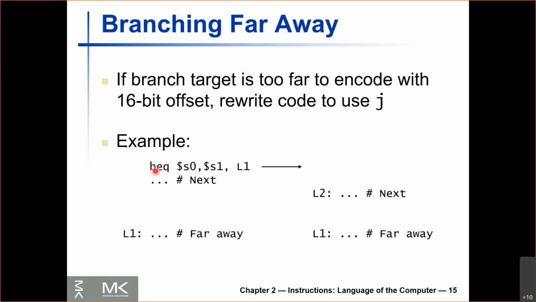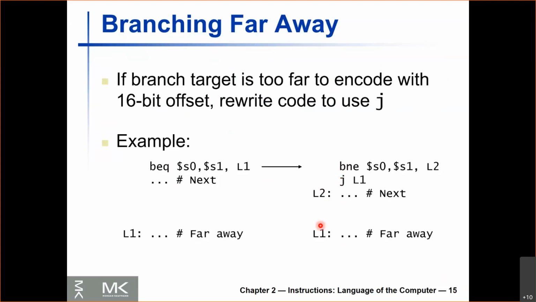Then rather than branching to L1, we're going to flip the branch instruction. So rather than branching to L1 on equality, we're going to branch to L2 if they are not equal. So we're going to write branch not equal S0, S1 to L2. If they're not equal, we go to L2. And if they are equal, we go on to execute the next instruction, which is going to be jump L1.